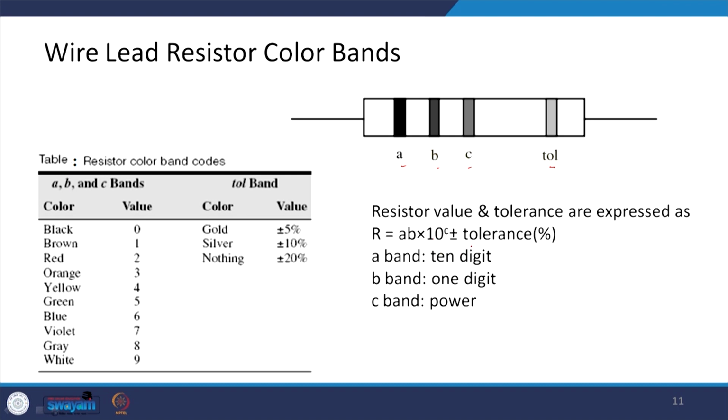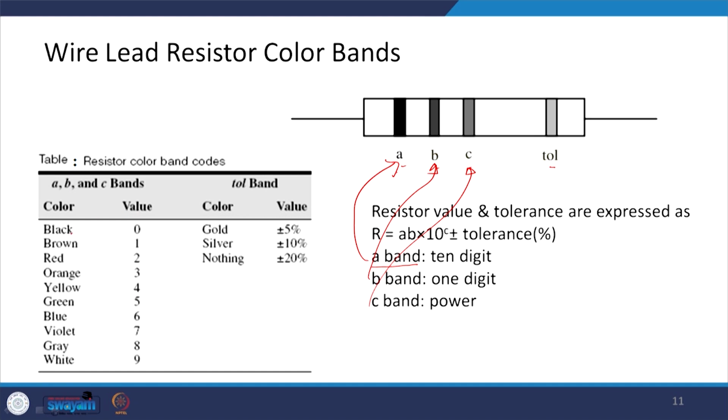Okay. So, resistor value and tolerance are expressed as R = AB × 10^C ± tolerance in percentage, where the A band indicates the 10s digit, the B band indicates the 1s digit, and the C band indicates the power. And these values of A, B and C bands are given based on the color code. Okay. So, these values are based on the color code.